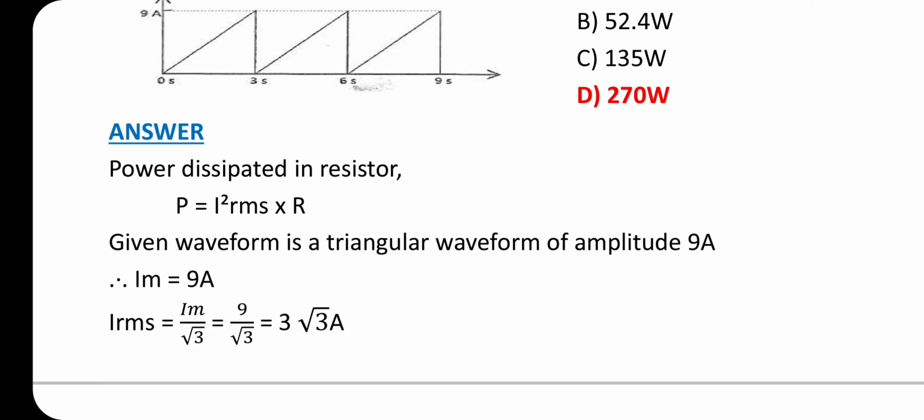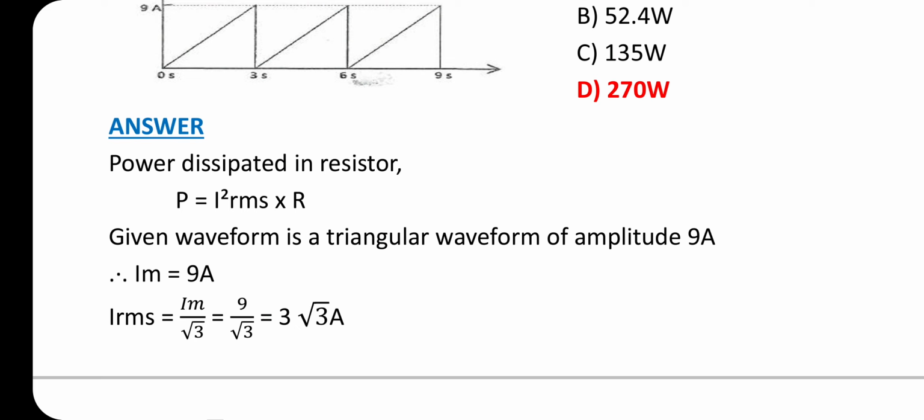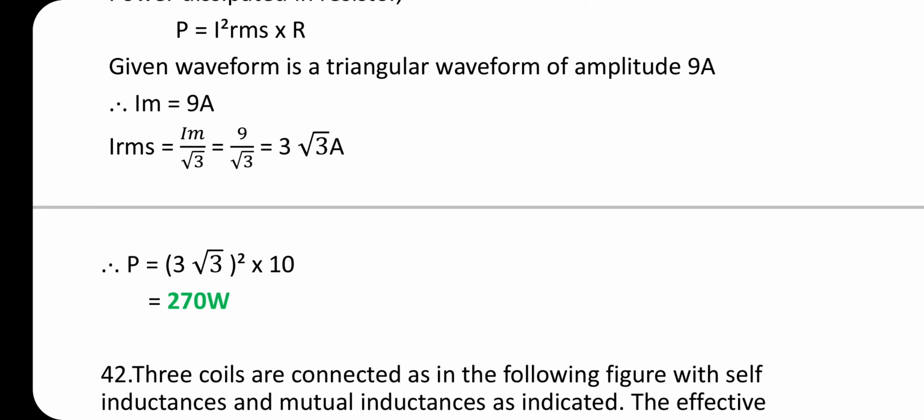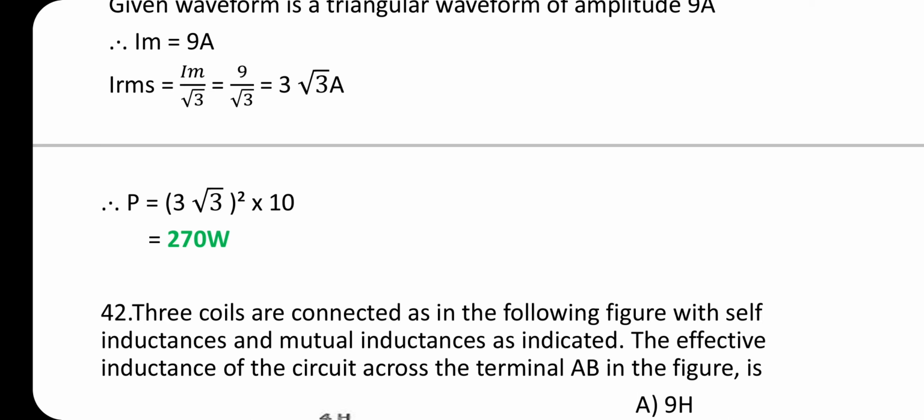Power dissipated in a resistor, P equal to I RMS square into R. The given waveform is a triangular waveform of amplitude 9 ampere. Therefore, Im equal to 9 ampere. Therefore, I RMS equal to Im by root 3, which is equal to 3 root 3 ampere. P equal to I square R. Substituting the values of I RMS and R, we get power as 270 watt.